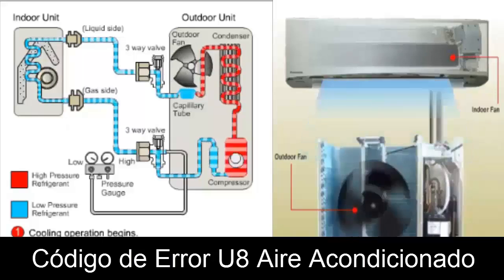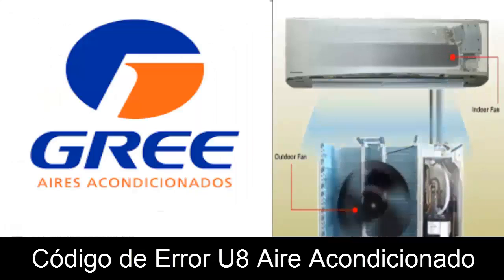However, it is important to mention that some GRI models relate the U8 code to a possible failure of the thin pipe temperature sensor of the compressor, meaning the compressor discharge.